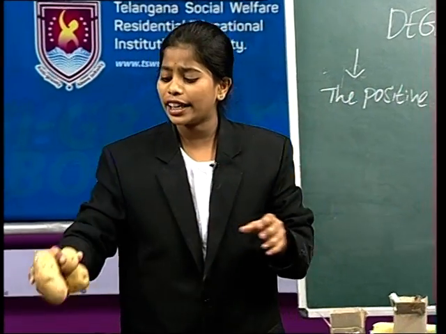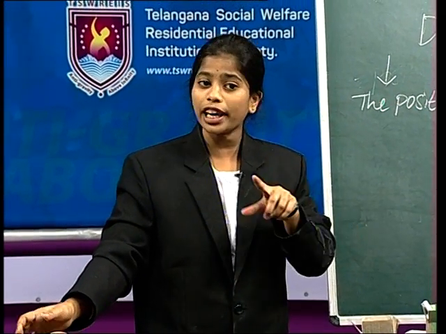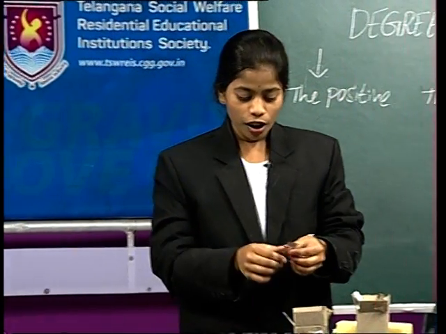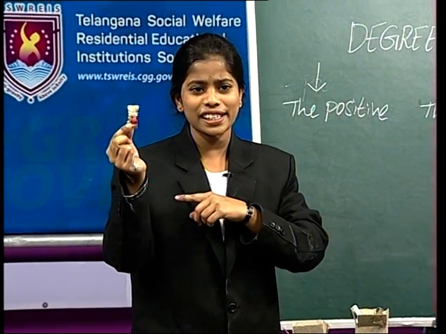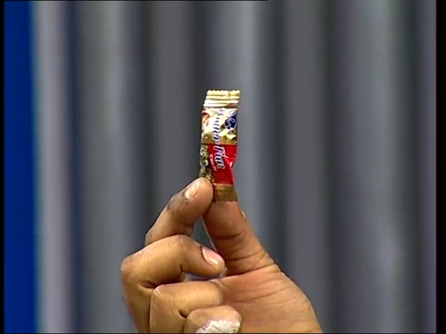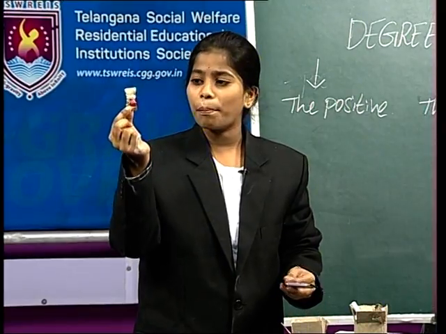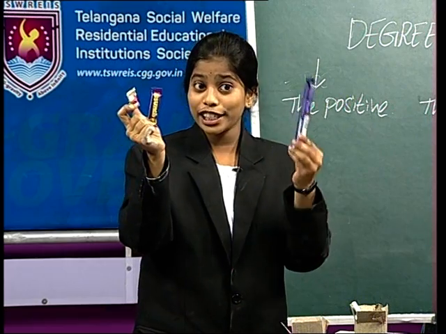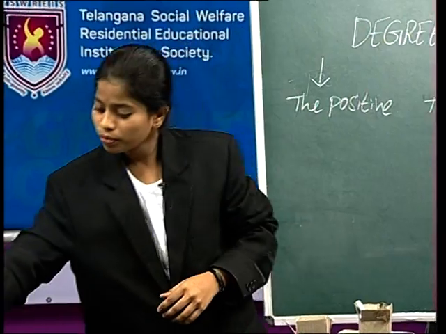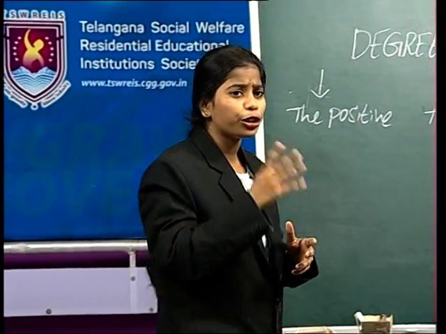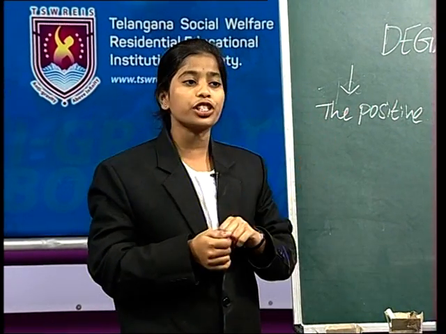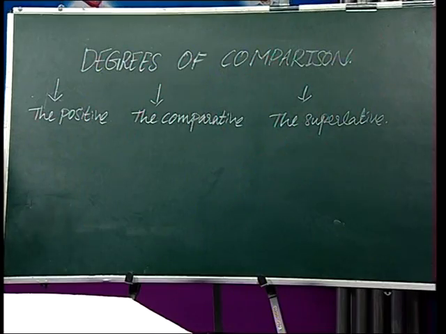I think do you all understand, friends? But let us take one more example for these degrees of comparison. What is this, friends? Do you all know what this is? This is a chocolate. This is a big chocolate, but this chocolate is bigger than this chocolate and this chocolate is the biggest of these chocolates. Okay friends, I think you all understand what is meant by these degrees of comparison, and what the positive, the comparative and the superlative are.